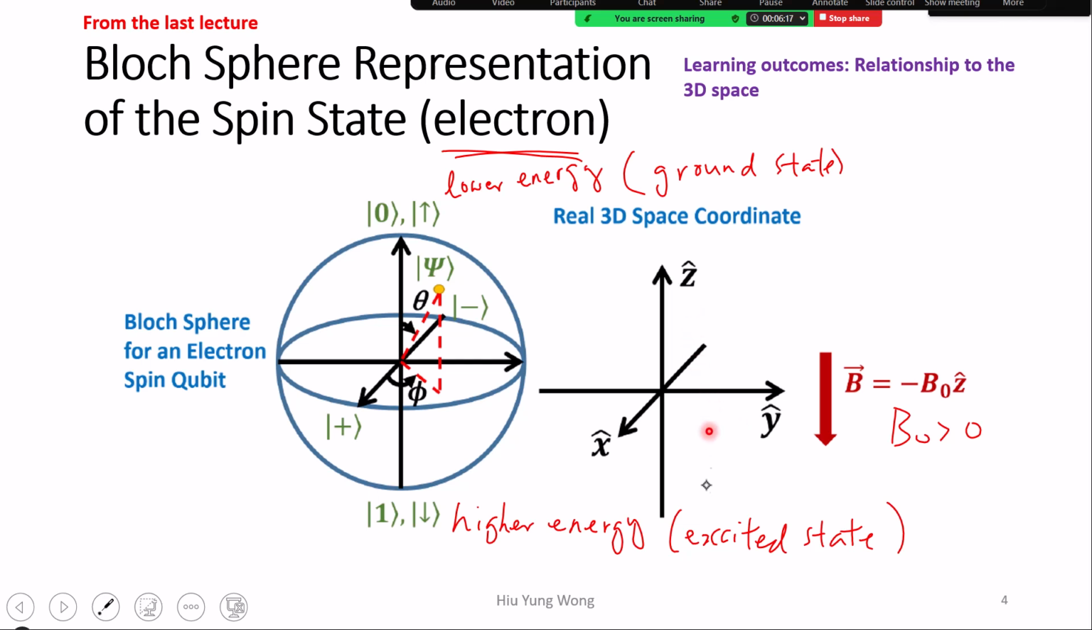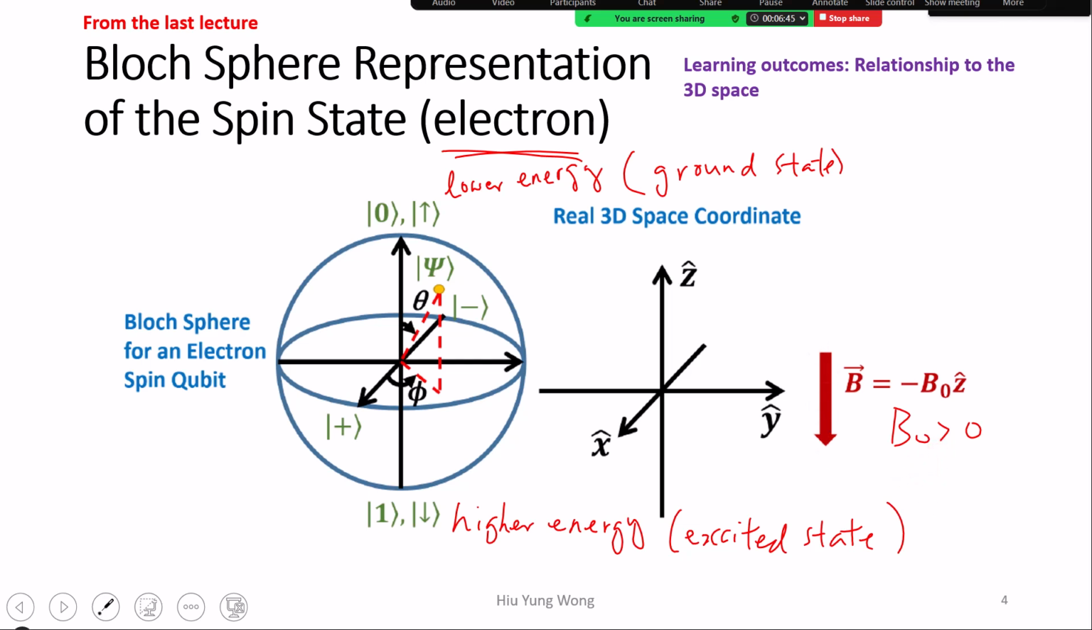The magnetic field is pointing down. The reason it's pointing down is just because we chose to have it pointing down. It can be any direction, right? So it is pointing down. Just our definition: up is positive z hat, so pointing down needs to be negative B0 z hat, because B0 here we assume is a positive number.